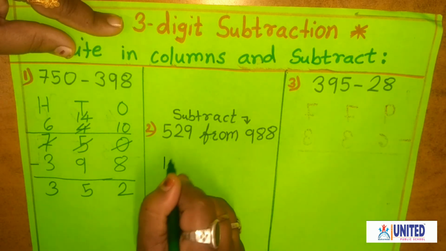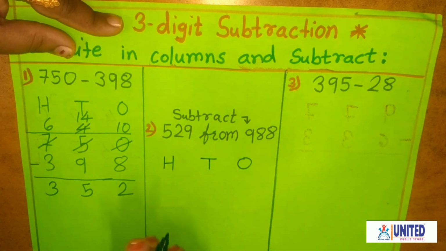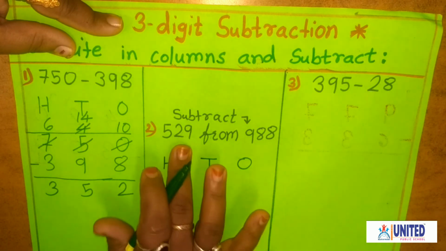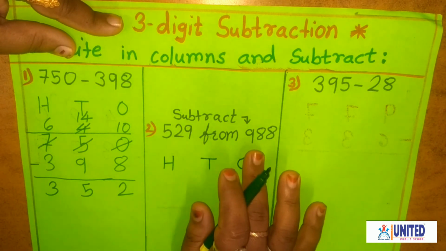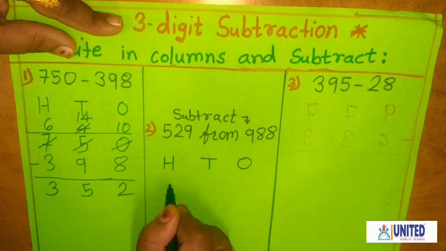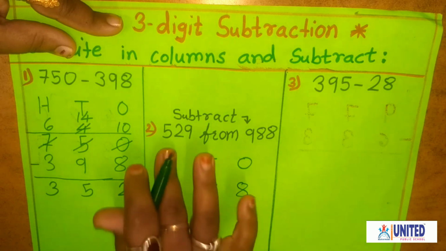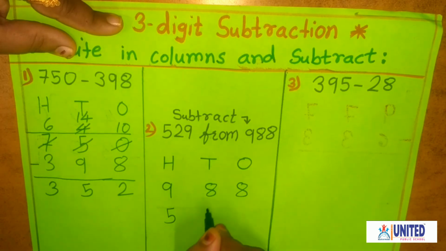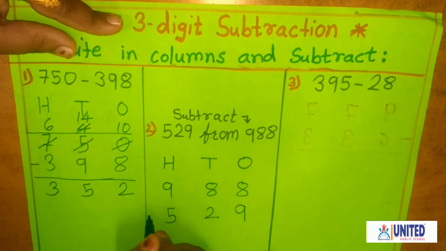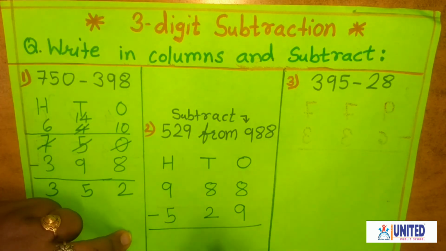Okay. So I can make columns here, 100, tens and ones. So which is the bigger number here, 529 or 988? 988. So I can write 988 upstairs. And then I write 529. Okay, subtract it. Now 8 minus 9 is possible? Here there is a space for borrow.